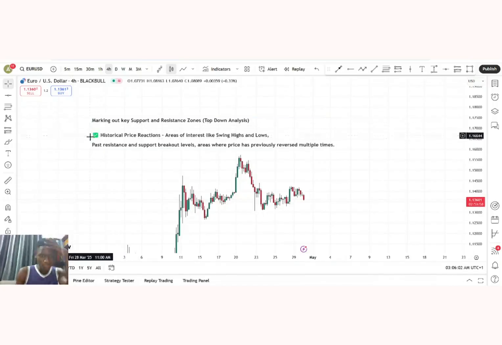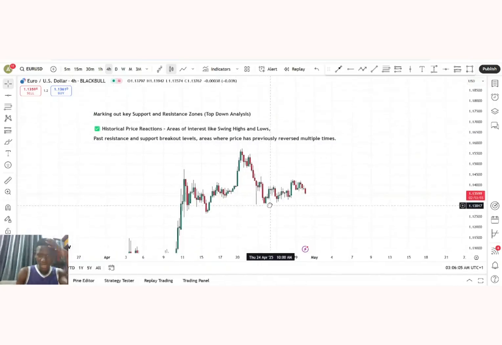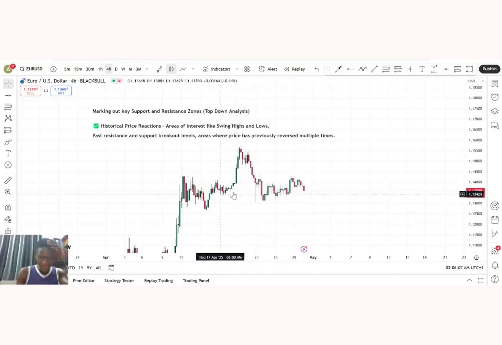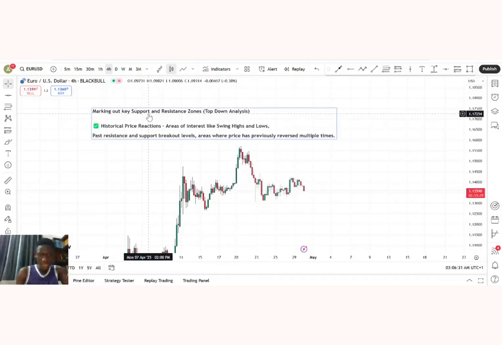So first of all, we are marking out key levels, or we can call them points of interest, right? Points that have significant urge to either surge the furtherance of price or hold the falling of price. So marking out these key support and resistance zones, we will do this only with historical price reaction.